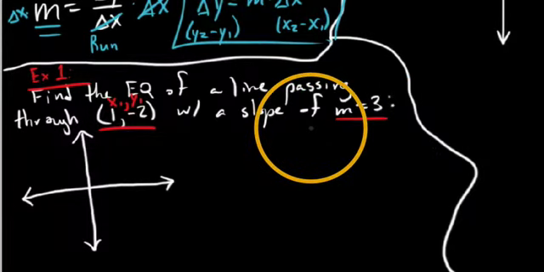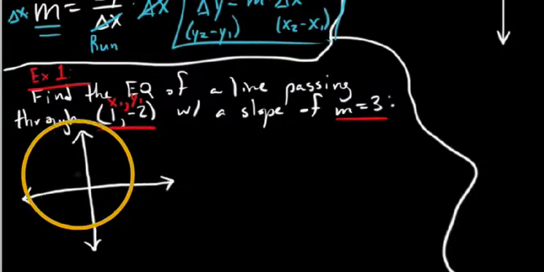And notice I said desire. We could make this any slope we like. And in this instance, we want a slope of 3, which means this ought to be going uphill. But first things first, let's go ahead and do this.